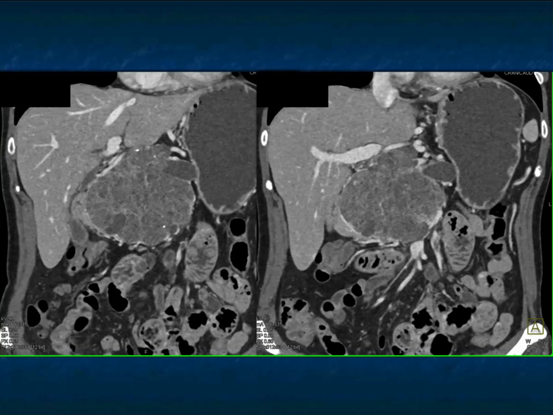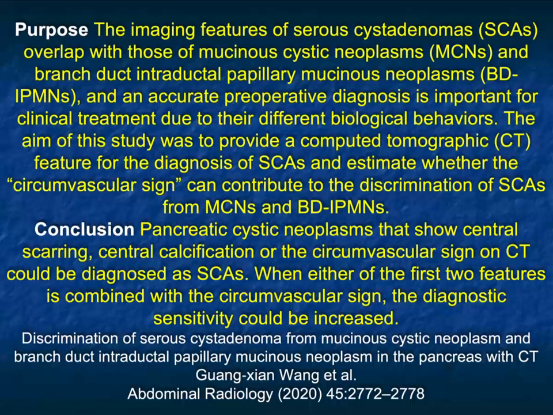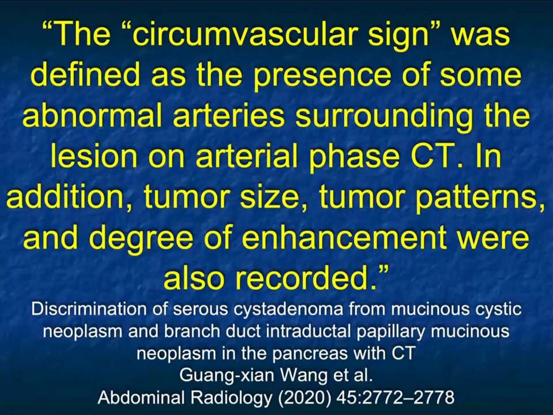I've also found that the cystic components of the lesion, particularly the smaller cysts, may not be appreciated on arterial phase, but are very much appreciated on the venous phase imaging. In this article by Wang, pancreatic cystoneoplasms that show central scarring, central calcification, or the circumvascular sign are considered serous cystadenomas. And this draping sign that I just showed you is what they call the circumvascular sign. If you have neuroendocrine tumors, you can have stretching of the vessel, but the vessel will be irregular. So it's a very helpful sign, I think.